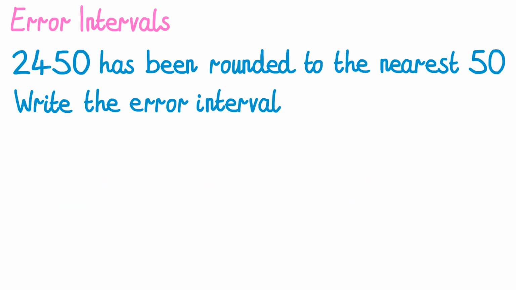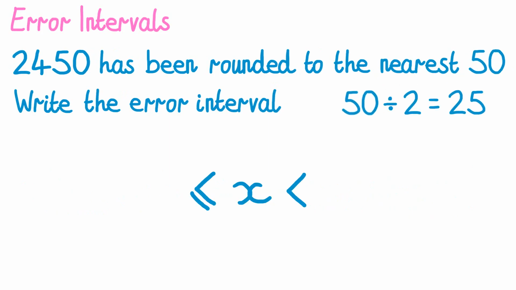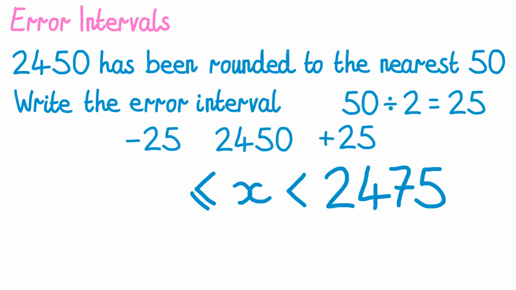That's an error interval. For this last question where it says to the nearest 50, take the 50 and divide it by 2, that gets you 25. Then take your original number, add 25 to it, take 25 off, and that gets you your 2 bounds like this. That's your error interval done.